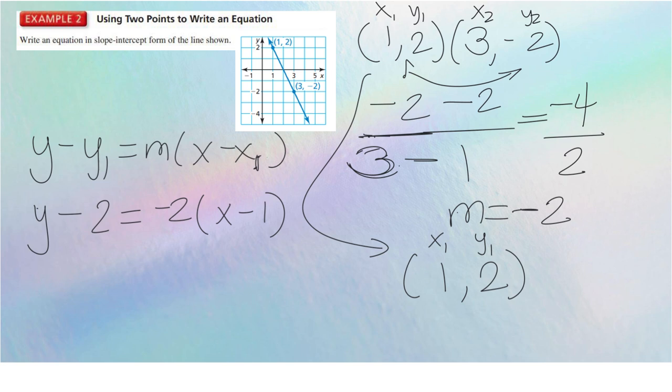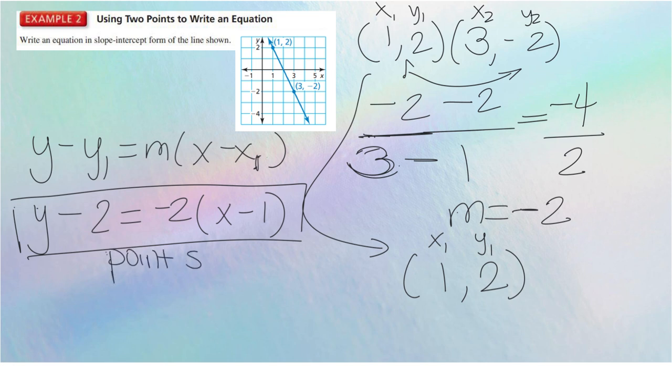So that is our slope what? Is that our slope-intercept form? What is the question asking us? This is the point slope form, correct? That is our point slope form. What is the question asking us? To write it in what? So how would I write this in slope-intercept form now?